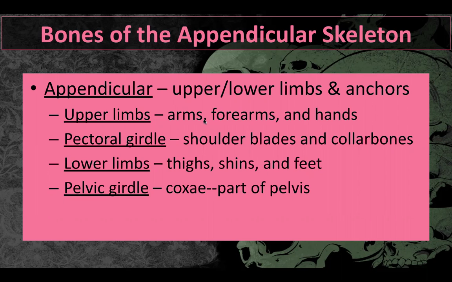So the upper limbs include the arms, the forearms, and the hands. The pectoral girdle is going to involve the shoulder blades and the collarbones. The lower limbs, okay, that's your thigh, shin, and feet. And then your pelvic girdle is the coccyx bones, your hip bones that make up part of the pelvis or pelvic bowl.